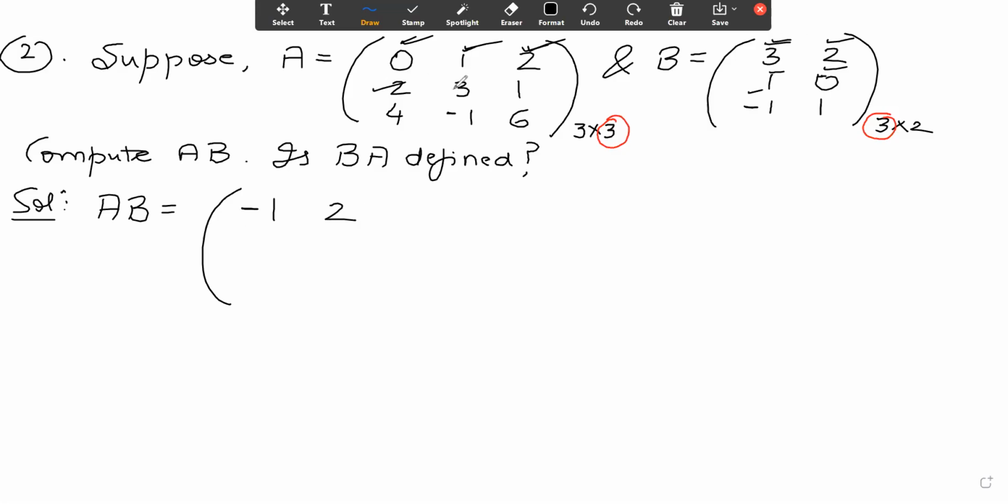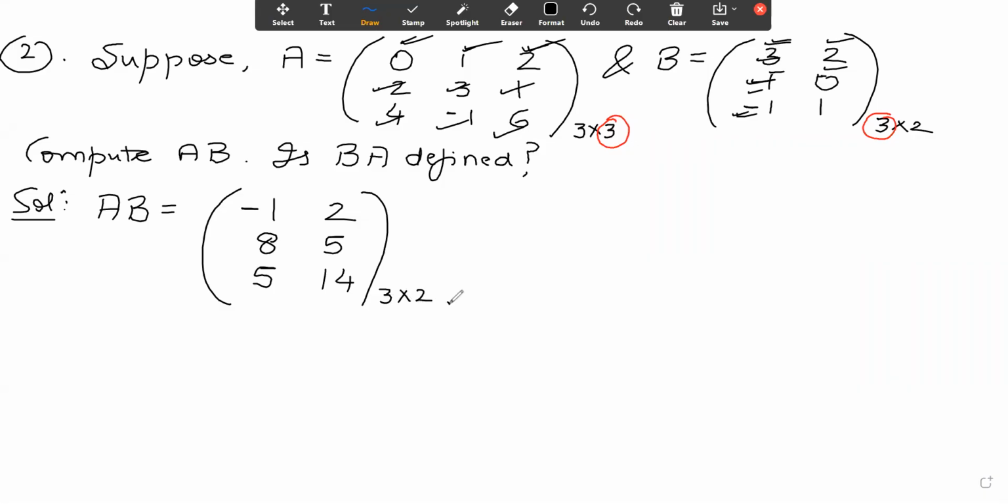2 into 3 plus 3 into 1 plus 1 into minus 1 comes out as 8. 2 into 2 plus 3 into 0 plus 1 into 1 comes out as 5. And 4 into 3 plus minus 1 into 1 plus 6 into minus 1 comes out as 5. And similarly, 4, minus 1, 6, you multiply by 2, 0, 1 and add them up, you get 14. So this is my product AB, which is clearly a 3 cross 2 matrix.